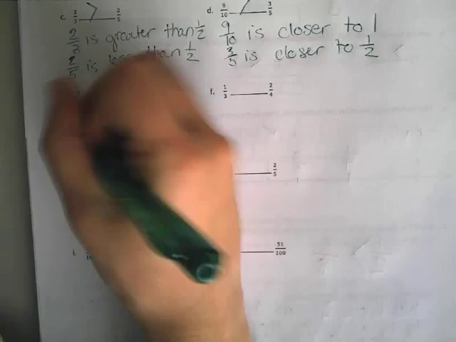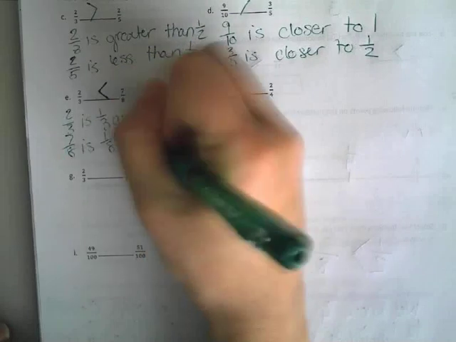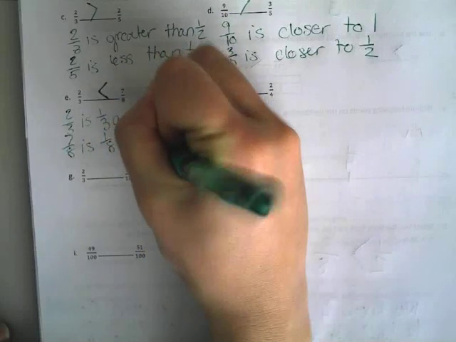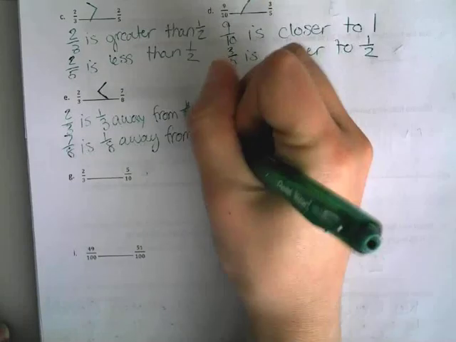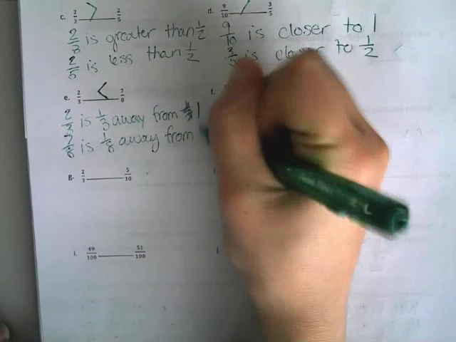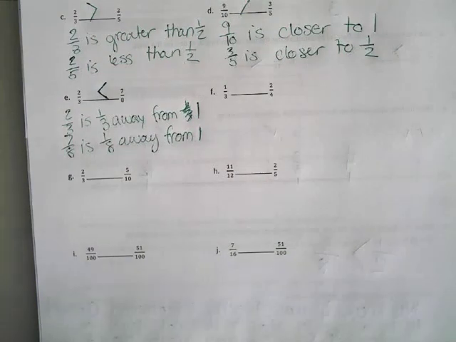So we could say that. We could say 7/8 is 1/8 away from a whole. Or 1/8 away from, oops, I should have written 1 here and 1 here. I wrote 2/3 is 1/3 away from 1/3.